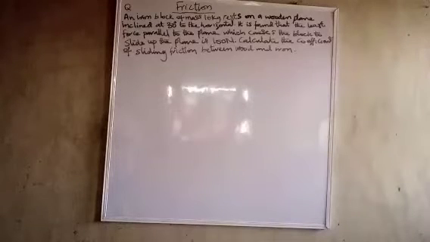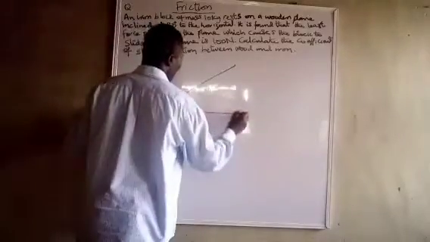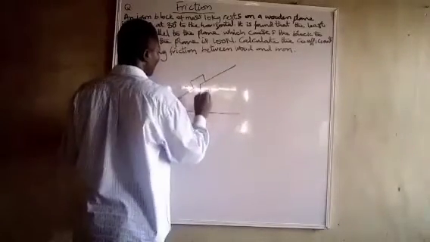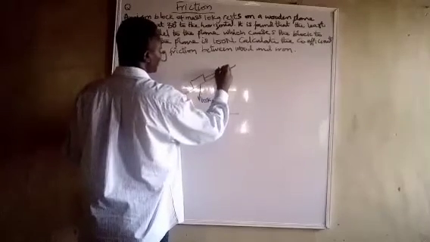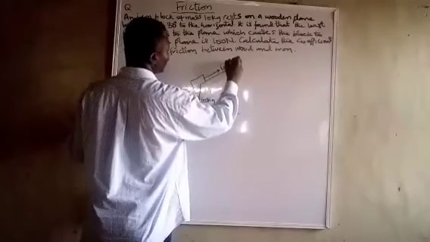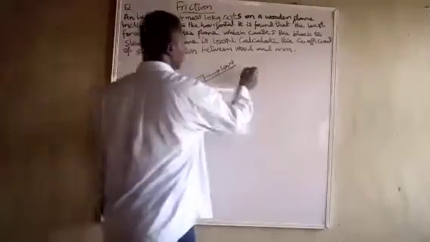An iron block of mass 10 kg rests on a wooden plane inclined at 30 degrees to the horizontal. It is found that the least force parallel to the plane which causes the block to slide off the plane is 100 Newton. Calculate the coefficient of sliding friction between the wood and iron. Now, we have a situation like this. And we are told that this one has a mass of 10 kg, and the force that pushes it up is 100 Newton. We are now asked to find mu.